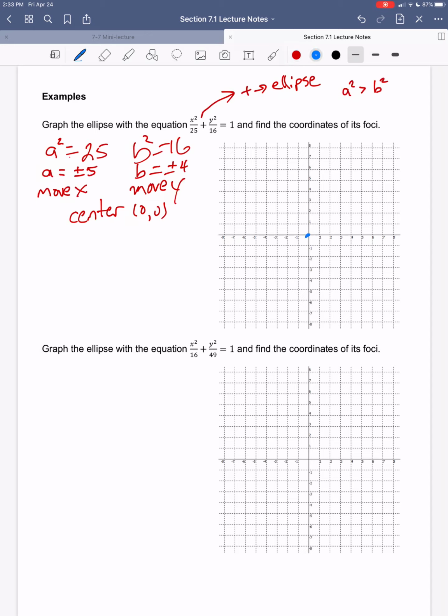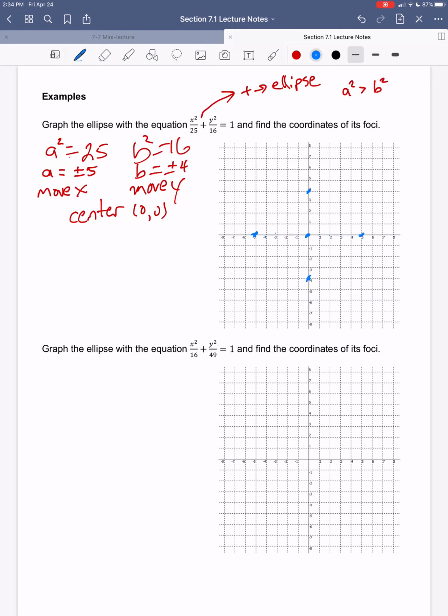I'm going to move 5 in the x direction. So I count over 5. 1, 2, 3, 4, 5. And then in the y direction from the center, I go up and down. So I go up 4 and down 4 to get the points on the y-axis.